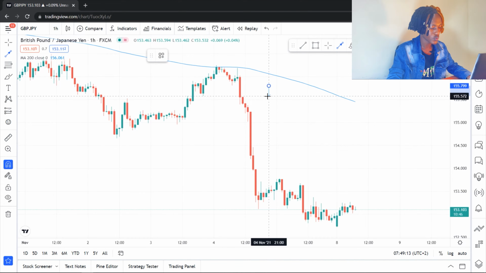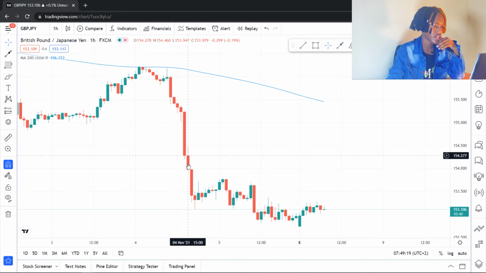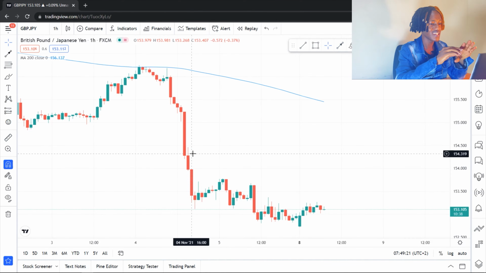It means it takes 1 hour for each candlestick to form. So you can see one candlestick, another candlestick, another candlestick. This is just an easy concept.